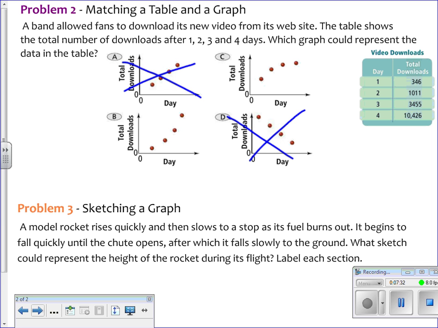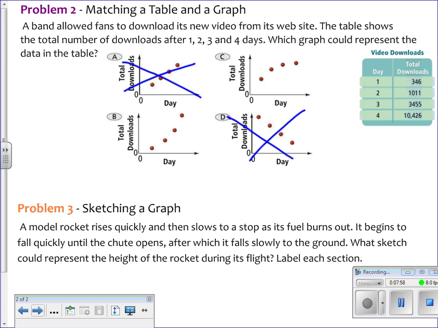So I look at C and I look at D. Is it going up by more or less? Okay. So I look at the numbers here. I go from around 350 to a little more than 1,000. That's a jump of almost 700. Then I go up another 3,000 more than that.